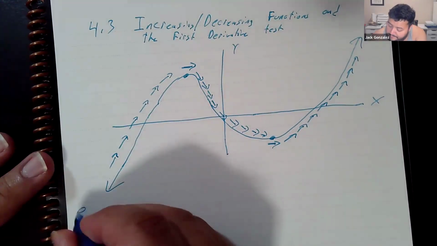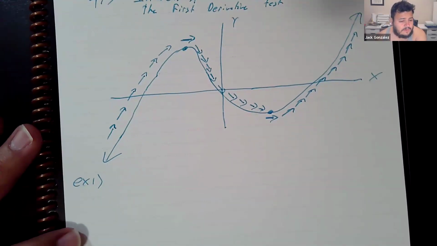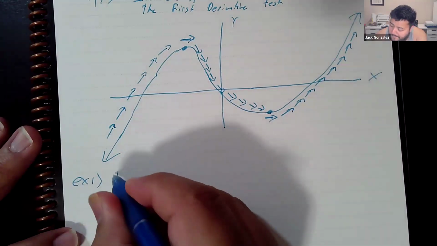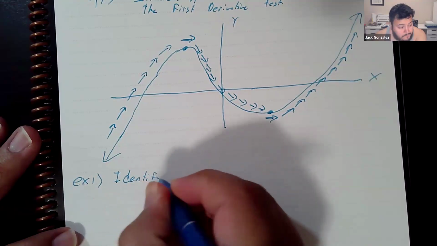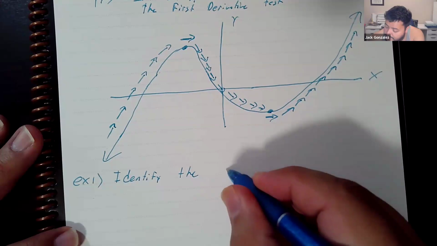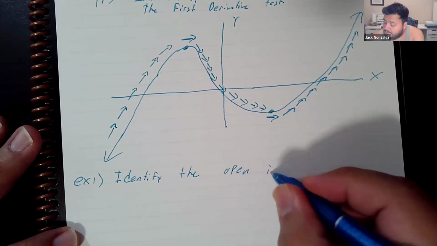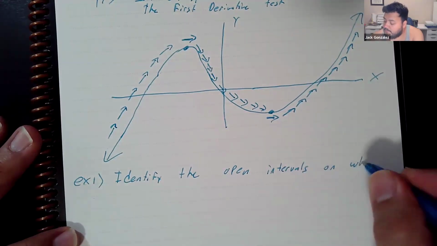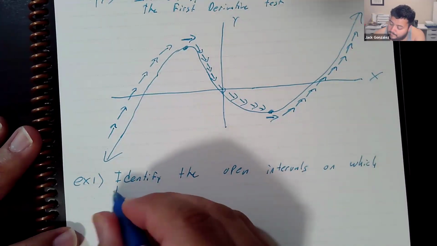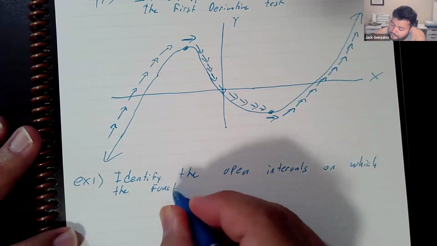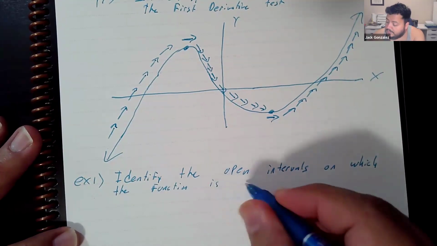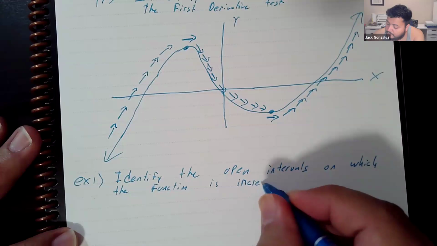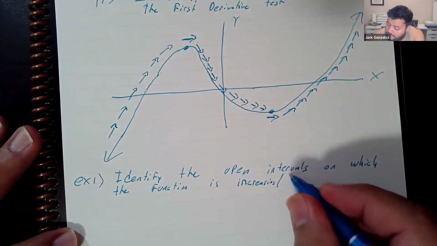So the homework begins by asking, can you figure out when a function is increasing or decreasing? Identify the open intervals on which the function is increasing or decreasing.